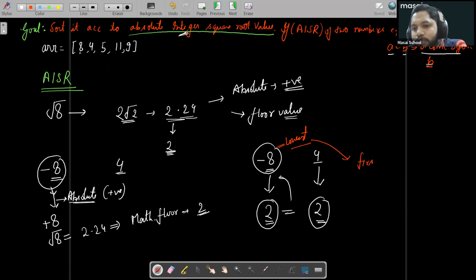This is lowest, so it should come first. How many of you got it? Got it, Amit? Got it, Lokesh? Any doubts in this? Any doubts? Okay.